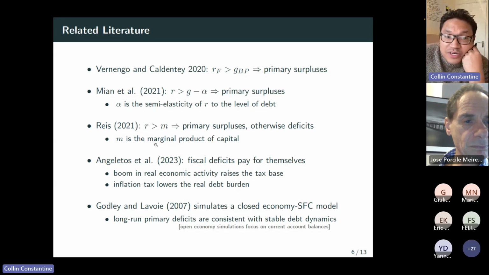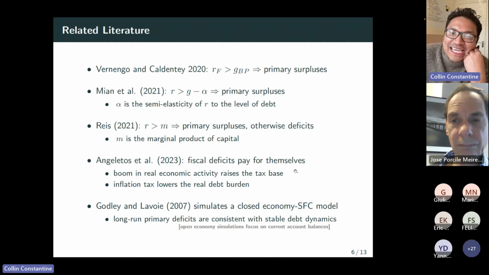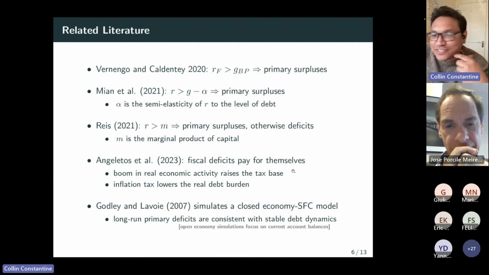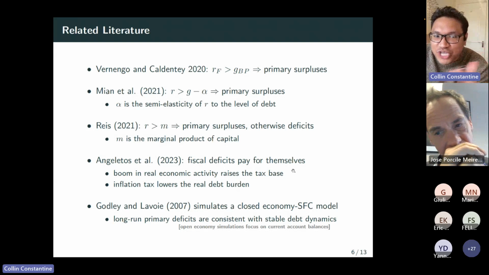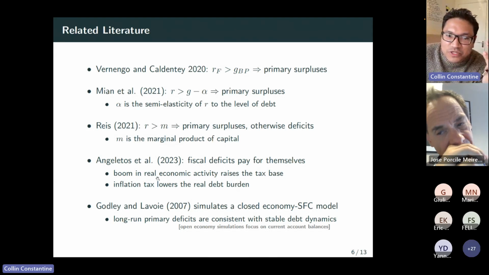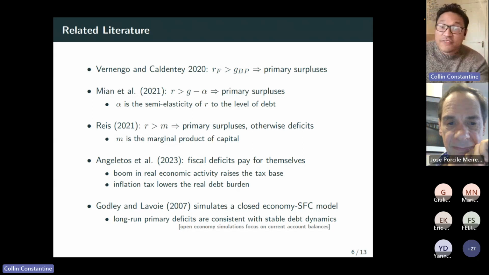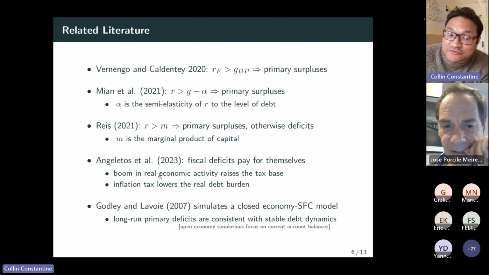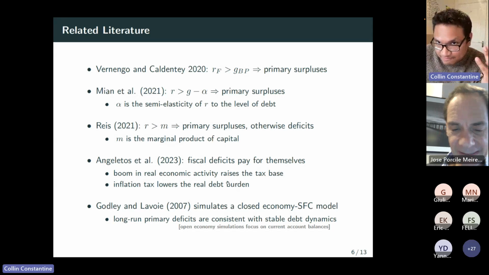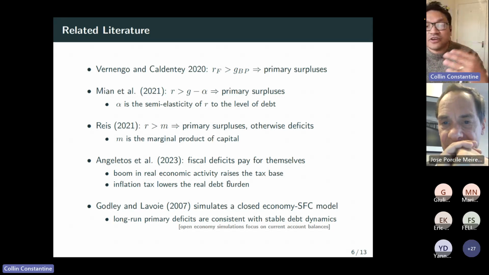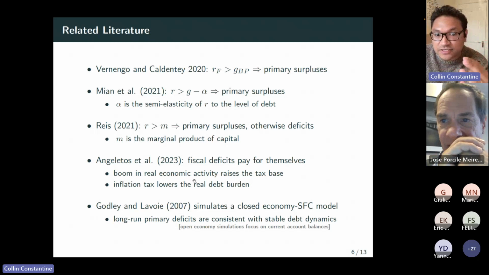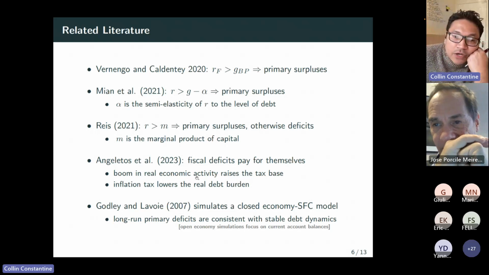Now there are other works. This is a new paper that rediscovers, I think, a very old idea. And the old idea is that fiscal deficits can pay for themselves through two channels. They can lead to a boom in economic activity and increase the tax base, so the debt to GDP ratio can fall. Or if that channel is not particularly strong, it might lead to inflation, and that will reduce the real debt burden. So long run fiscal deficits are not necessarily impossible according to this rediscovery of the old idea.